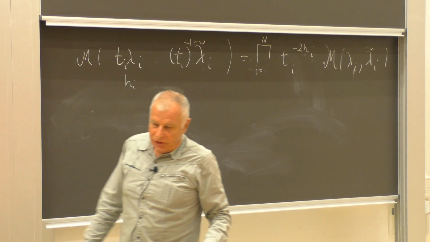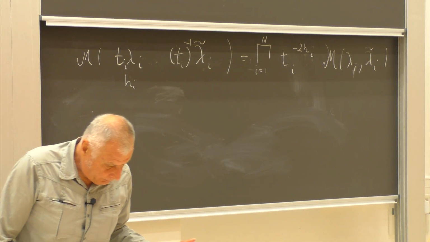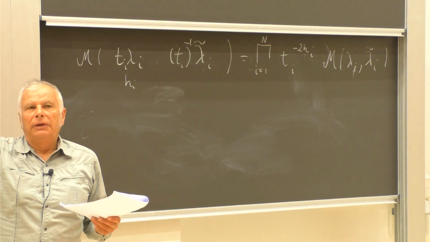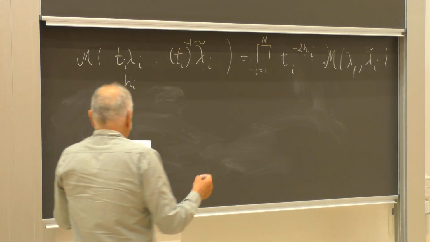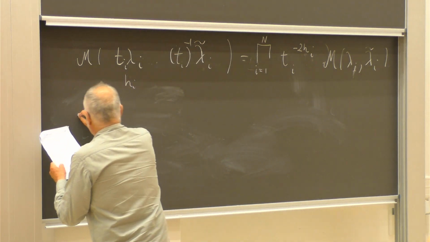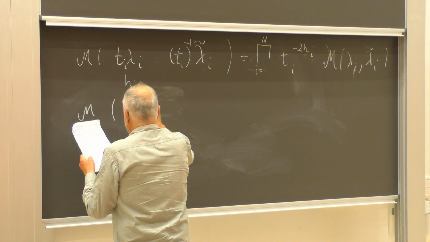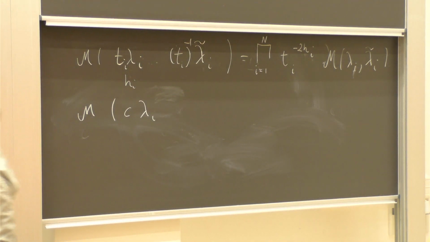Now, there is another very important property: if I rescale everything by the same factor, then of course it will count dimensions, yes? So if I take the amplitude and rescale each lambda, since they have dimension, as you see from here, each of them has dimension 1/2.